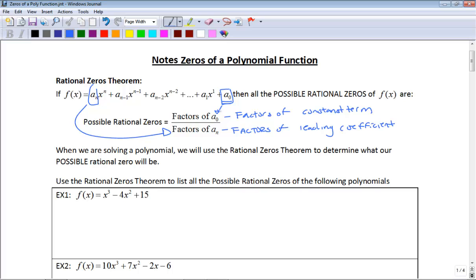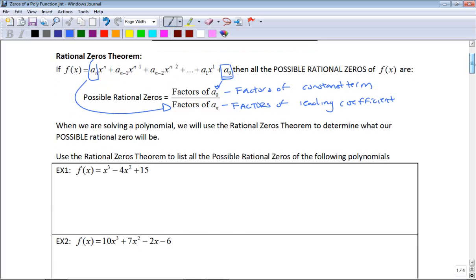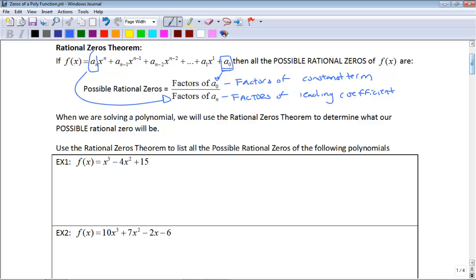So when we're finding all the solutions, all the zeros for a polynomial, we're going to be using the rational zeros theorem to determine what we could possibly have as an answer. Now let's practice using the rational zeros theorem, and we're going to use it to just list, for the moment, all the possible rational zeros of the polynomial.